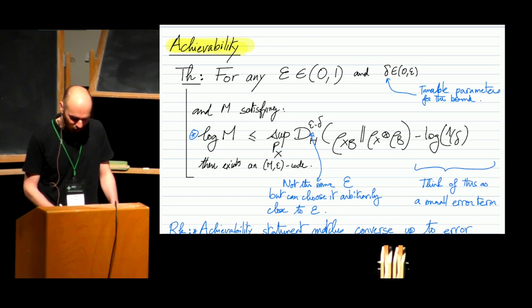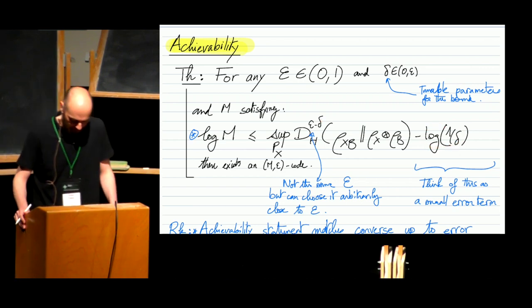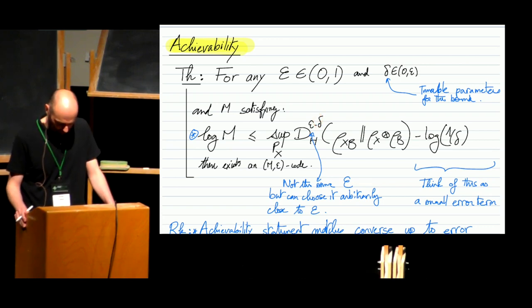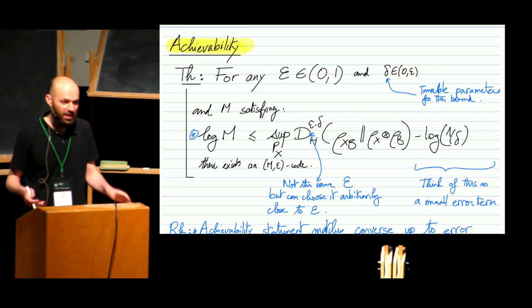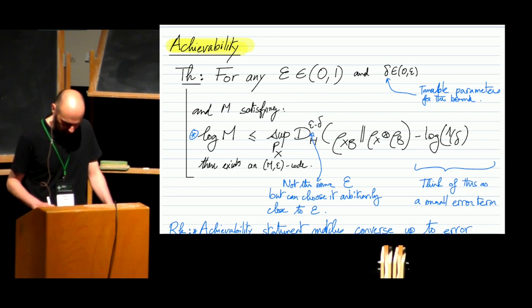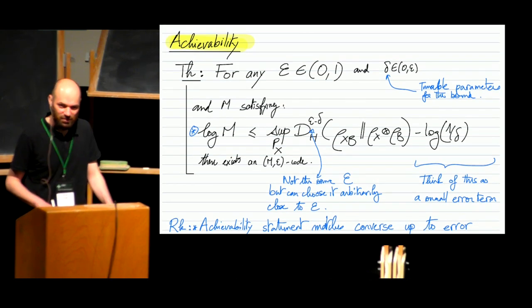You can say, why don't I pick delta equal to zero? But if you pick delta equal to zero, then this term blows up. So it's a trade-off between the error probability and the number of messages. It's not exactly tight, but approximately tight. But we'll see that, for example, in the IID setting, these won't matter. They will go to zero, and so this characterization will be tight. Good, so let me go over the proof of this, if the statement is clear.